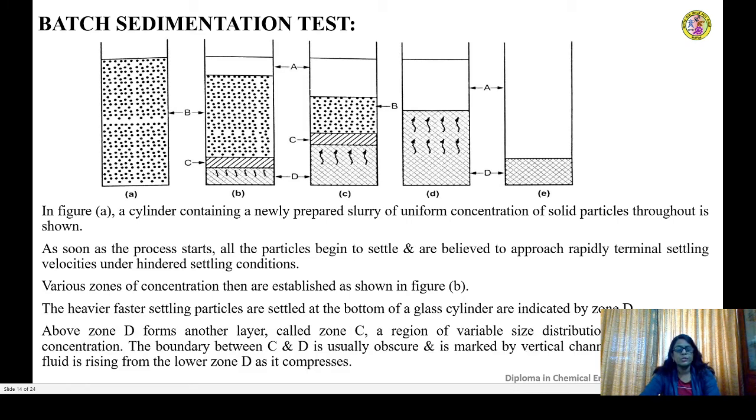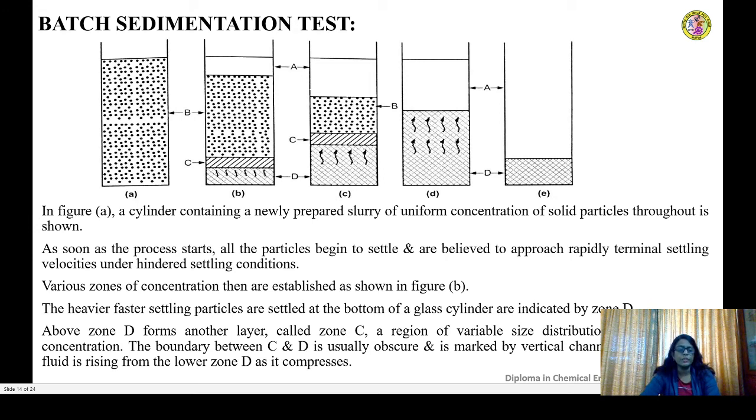So then above zone D is zone C, which is a zone of variable size distribution and also non-uniform concentration. The boundary between C and D, that is the interface between zone C and D, is obscure, meaning it's not very clear to see, and it will be marked by the vertical channels through which the fluid is rising from lower zone D as it compresses.